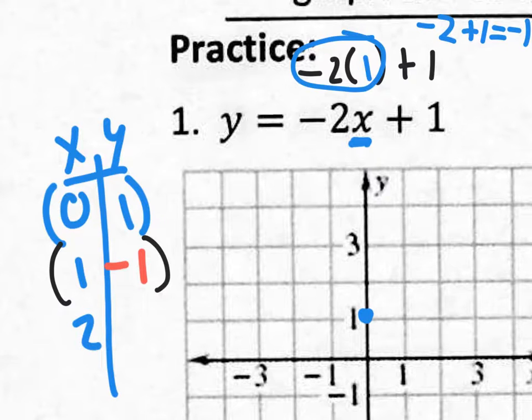Okay, so let's plug in the number 2 now. When I plug in 2, what do I get?